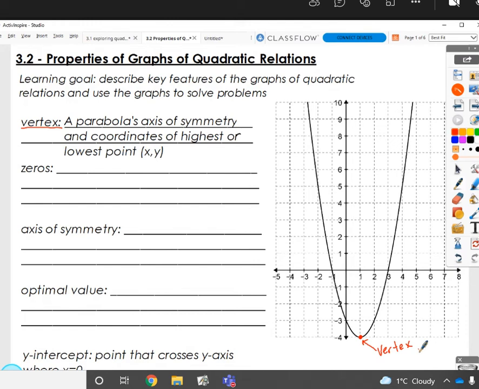Okay, we got a brand new word, and the word is zeros. Probably wondering what zeros are. Zeros are the x-intercepts. This is a 0, and this is a 0. Points that cross the x-axis where, of course, y would equal 0, because they are in fact x-intercepts, so y would equal 0.